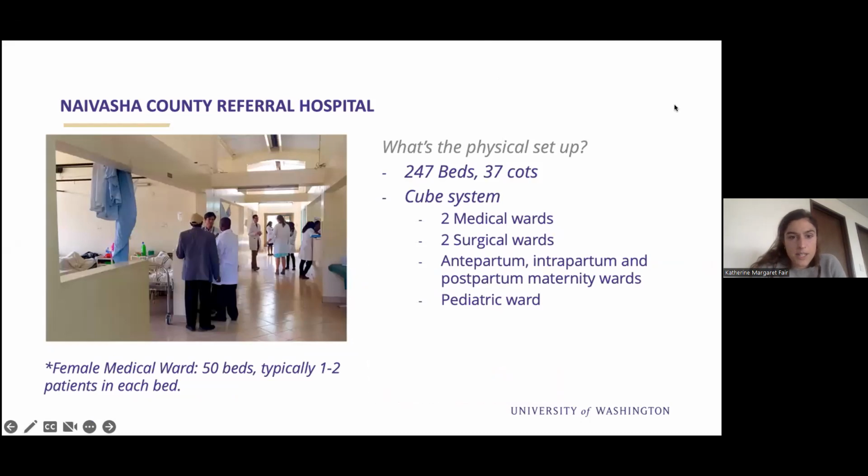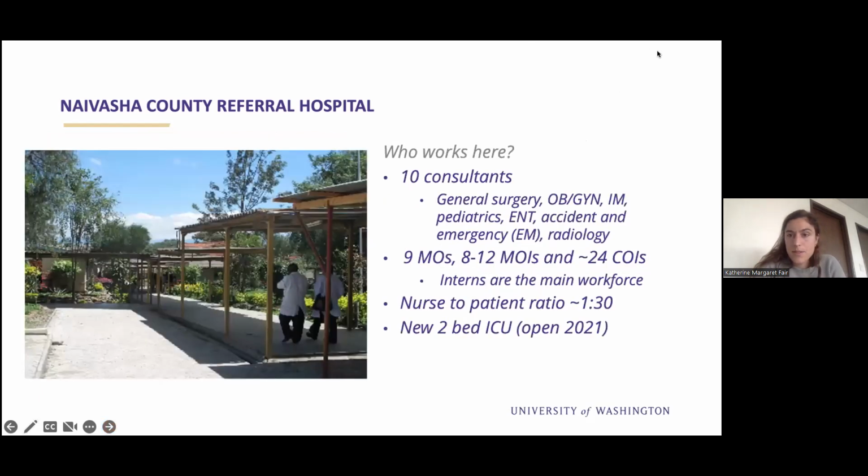This is what the ward looks like. We have 247 beds: 2 surgical, 2 medical, there's also pediatric, and then lots of maternity wards. We have about 50 beds, for example, on female, and sometimes 1 to 2 patients per bed. And we usually round on one gender. The residents will stay on one side or the other.